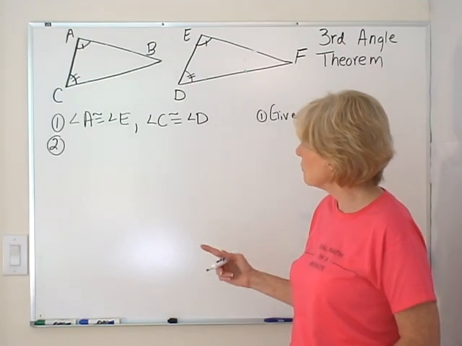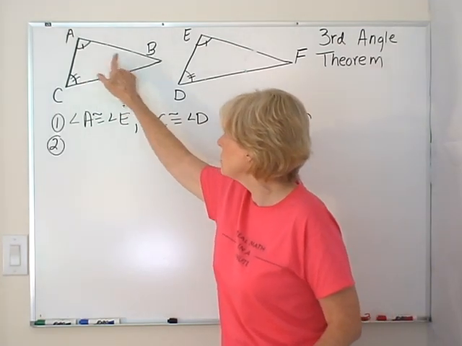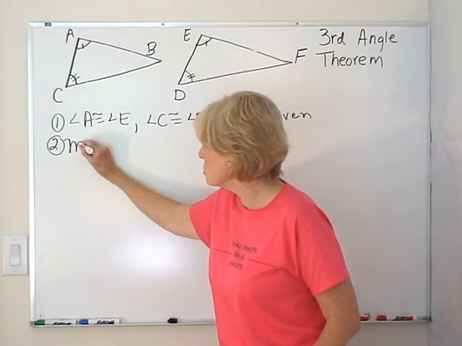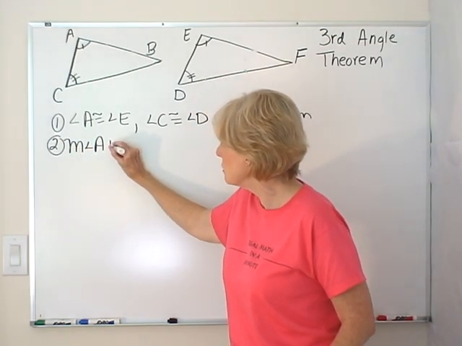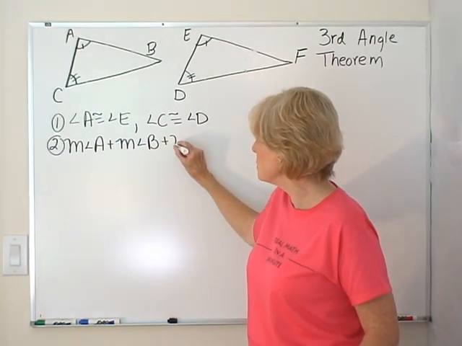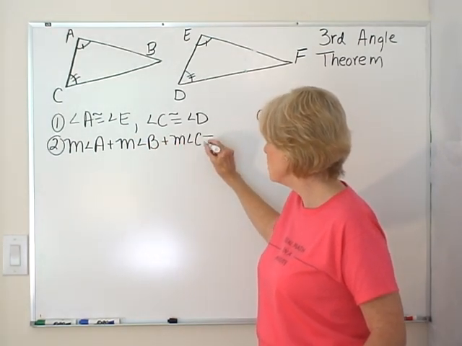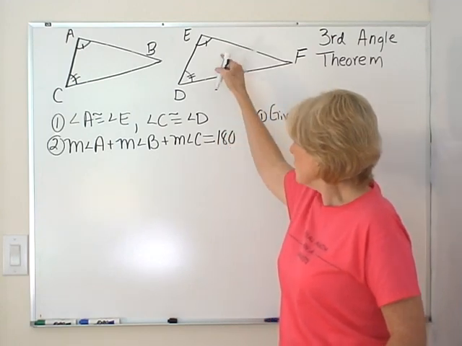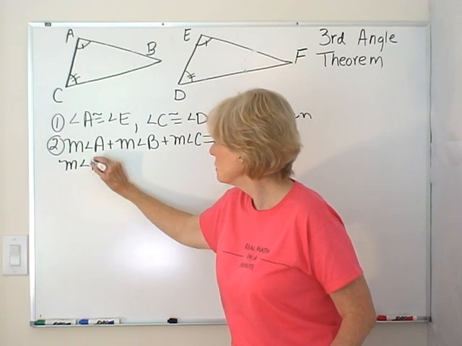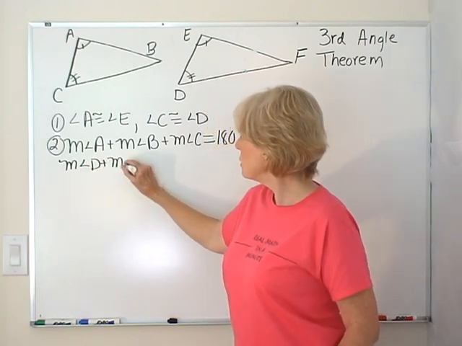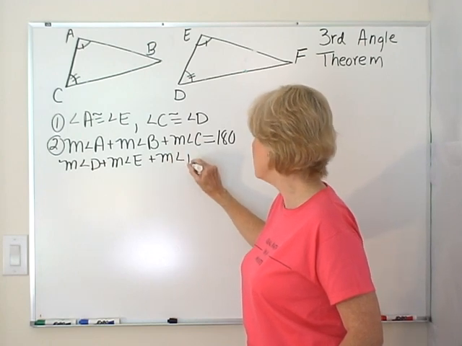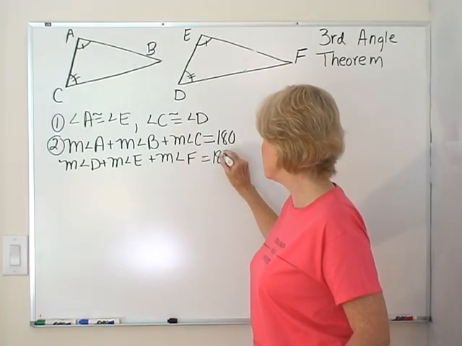So if that's the train of thought we're going to use, first of all we need to say that these do add up to 180. And so we say that the measures, remember it's the measures that add up to 180. Measure of angle A plus measure of angle B plus measure of angle C equals 180. And the same thing over here. The measure of angle D plus the measure of angle E plus the measure of angle F also add up to 180.